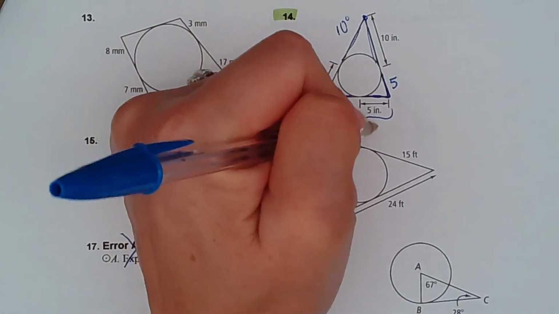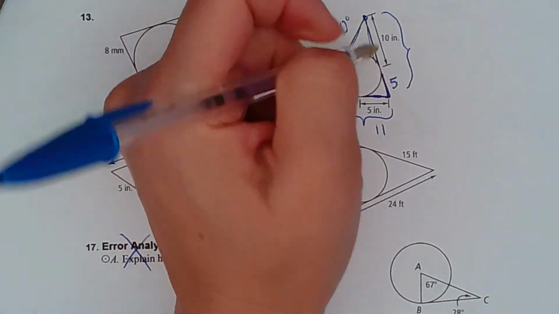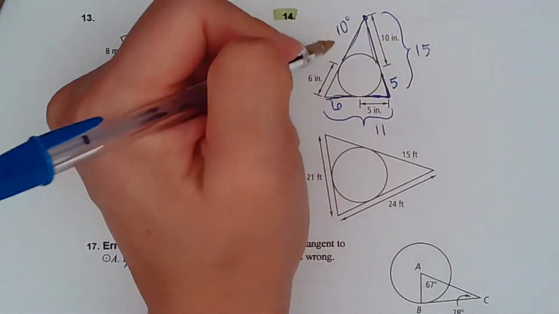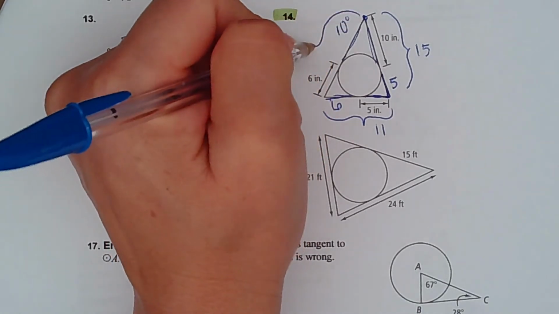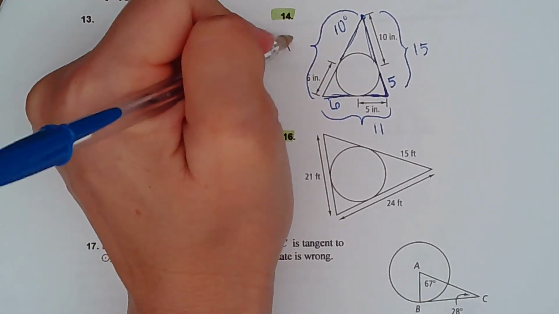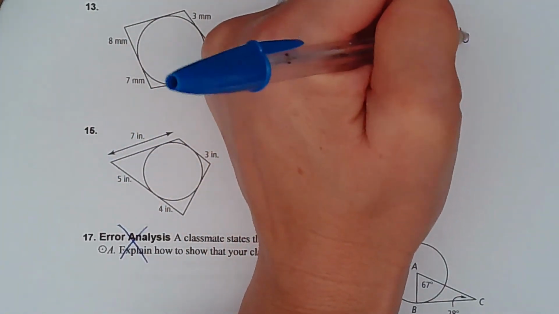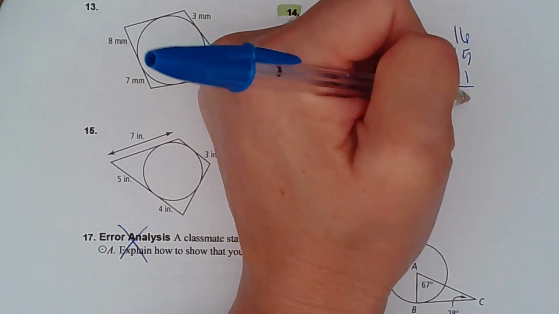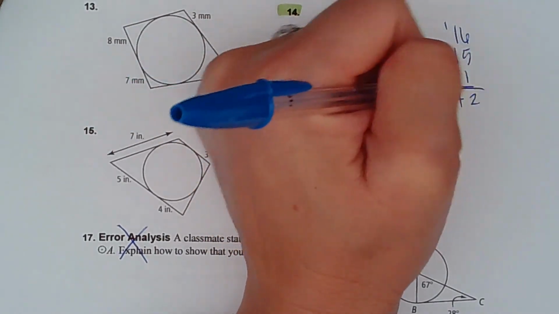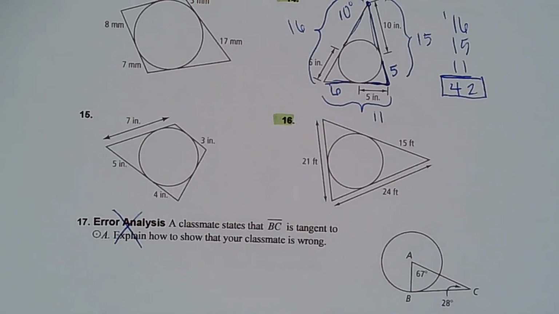So 6 plus 5 is 11. And when we add these together, 10 plus 5 is 15. And then when we add these together, 10 plus 6 is 16. And I would add those all together. 16 plus 15 plus 11. And I would get 42. My perimeter here is 42.